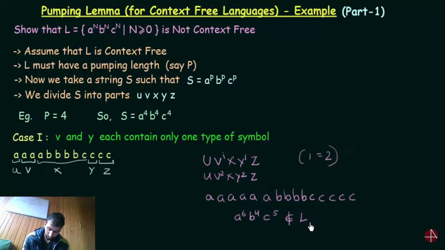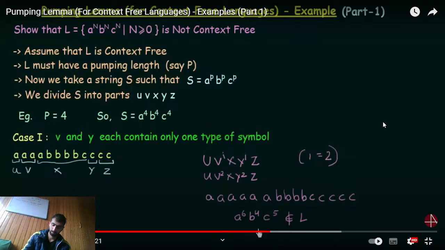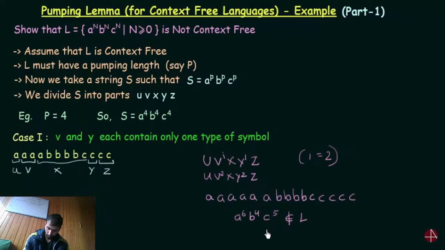So this shows that condition number 1 cannot be satisfied. Since condition number 1 cannot be satisfied, we see that our assumption which said that L is context free does not hold. It is a contradiction to our assumption. If L was supposed to be context free, then the string that I get here should also belong to the language L, but it is not belonging to the language L when I do this. So our condition number 1 itself fails.